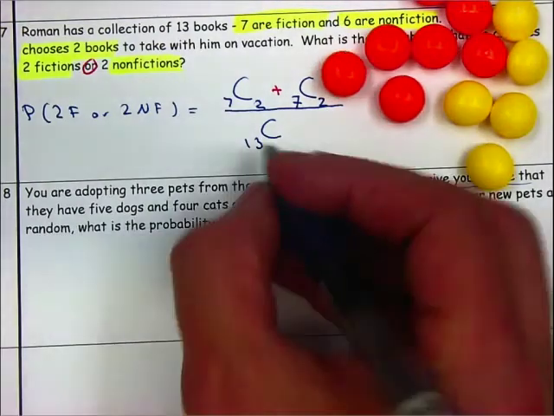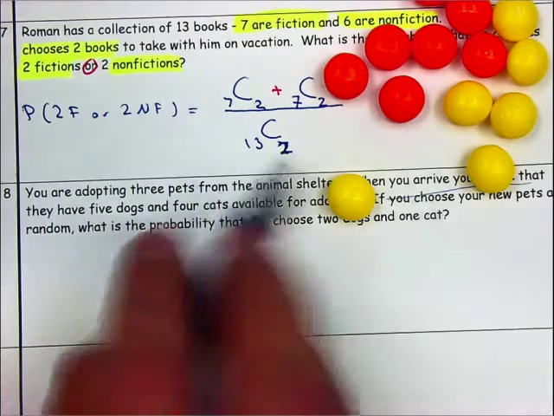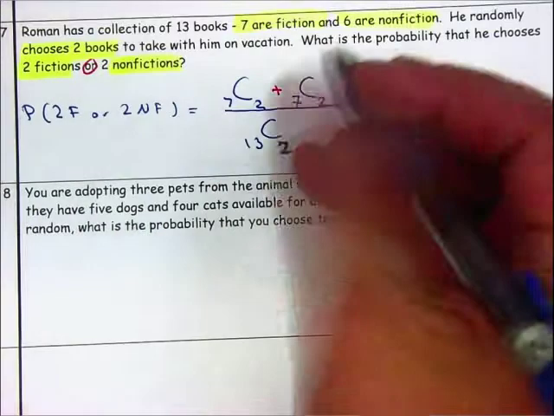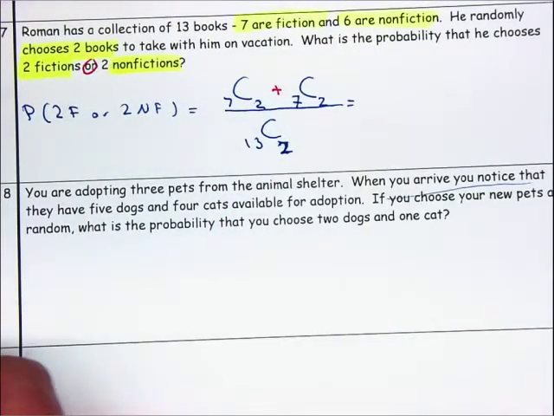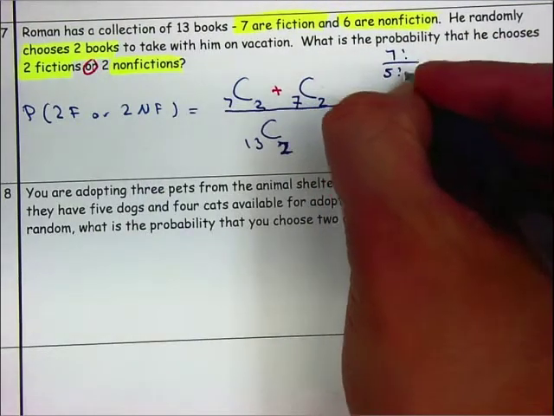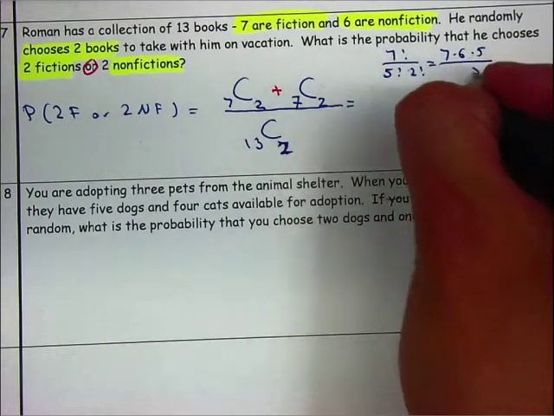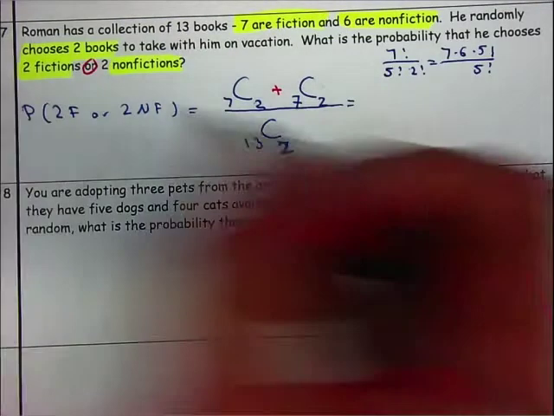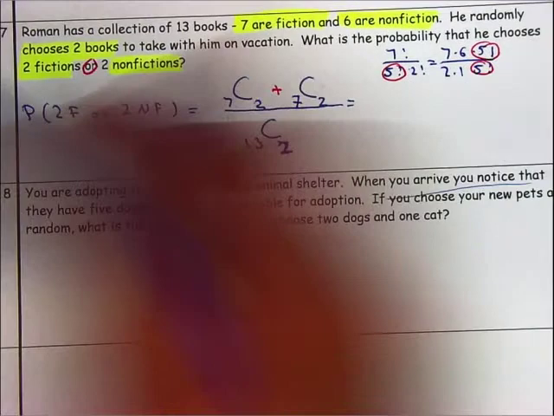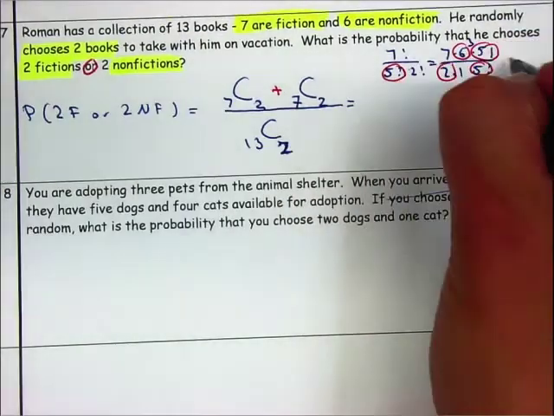So on the denominator will be the total and how many we are selecting. It doesn't matter the type. It's how many different combinations there are of 2. And from there we just simplify. I must simplify each of them separately. So 7 choose 2 will be 7 factorial over 5 factorial and 2 factorial. That gives me 7 times 6 times 5, and that's going to cancel with the 5 factorial. Correct? Then I still have my 2 and 1. I simplify the 2 and the 6 becomes a 3. So that gives me a 21.